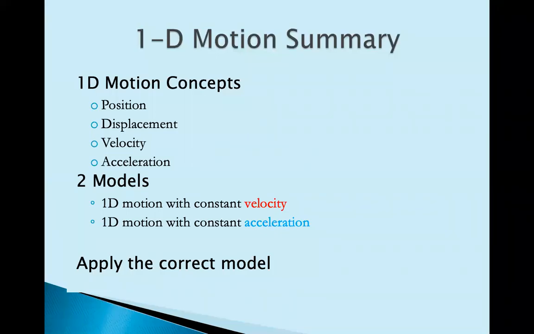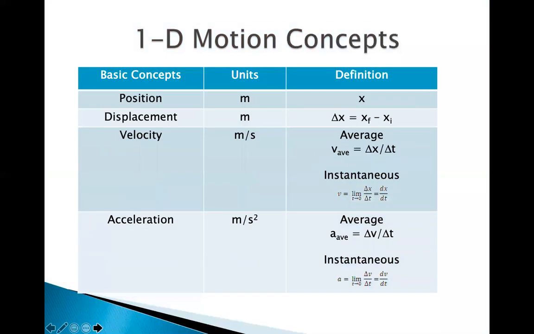Summary for one-dimensional motion. One-dimensional motion involves these different properties: position, displacement, velocity, acceleration. And one-dimensional motion has two different types, which we call two models. Models are simplified types of motion. One is with constant velocity and the other is with constant acceleration. It's important to apply the correct model. We're going to demonstrate that with examples.